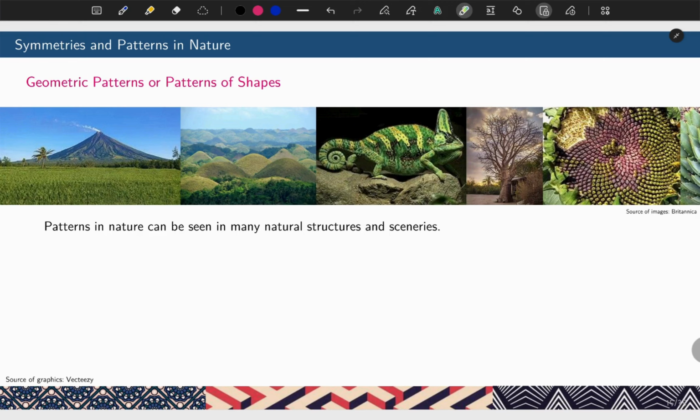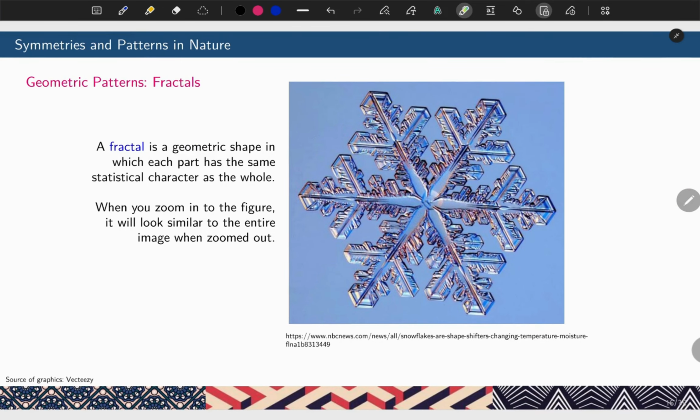Chocolate hills, iguana, trees, and flowers. You will see some patterns there. First example of geometric patterns are fractals. A fractal is a geometric shape in which each part has the same statistical character as the whole. So when you say statistical character, it means that when you zoom in to the figure, it will look similar to the entire image when zoomed out.